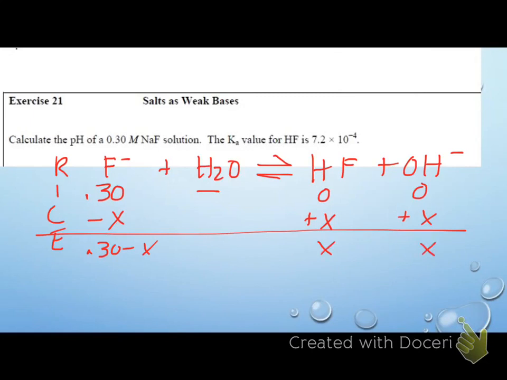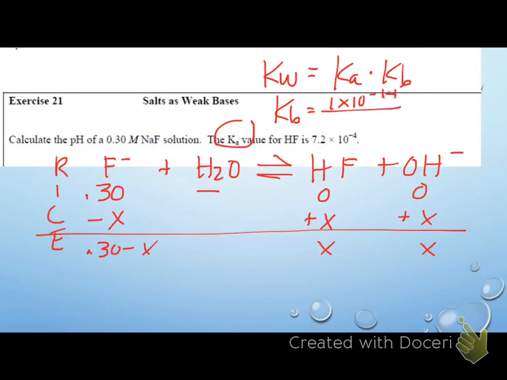So when we plug into our Kb this time, oh, snap, they gave us Ka for HF. We need Kb because we're doing a base, right? So remember that Kw is equal to Ka times Kb. So we can solve for Kb by doing 1 times 10 to the negative 14 over 7.2 times 10 to the negative 4. The answer is 1.4 times 10 to the negative 11. So that's our Kb value.